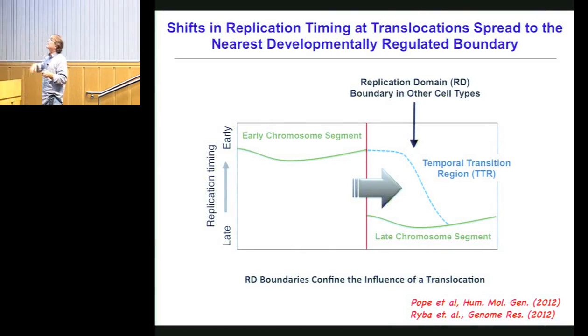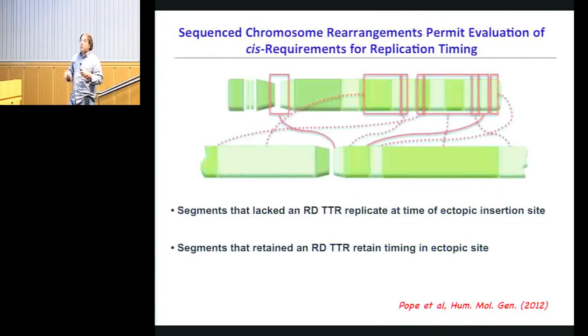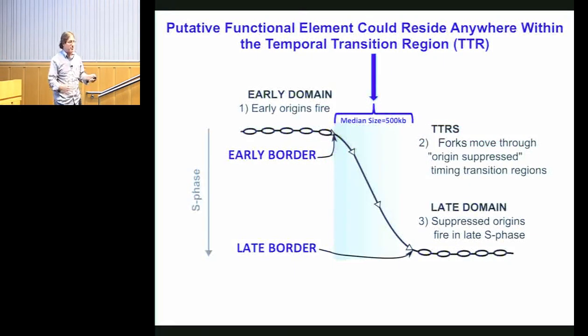Now, these are cartoons summarizing a lot of data, of course, and it's published. If we look expressly at a chromosome that has a lot of rearrangements and that has been deeply sequenced to know where all the junctions are, we can then ask the question, what is sufficient when DNA is plunked in an ectopic site? What is sufficient to transfer the replication timing property? And when we did this type of experiment, we found that if a segment lacks its timing transition region, it replicates at the time of the ectopic insert into which it goes. But if it retains that timing transition region in its ectopic site, it retains its replication timing. So that's additional evidence that there's something important about the structure of these pads that retains information about its function.